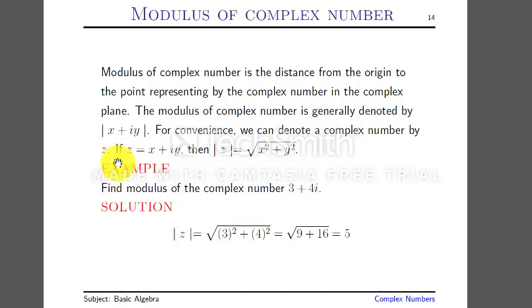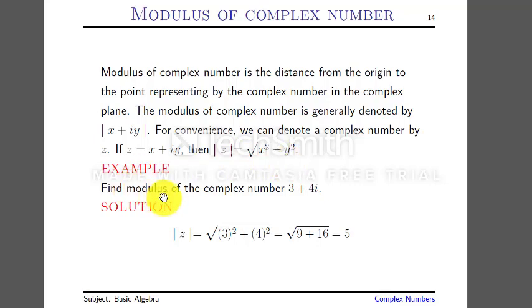If z is equal to x plus iota y, then mod z is equal to under root x square plus y square. This is the distance formula. This is the distance formula between a complex number and the origin. We can write the distance between a complex number and origin in this form: under root x square plus y square.